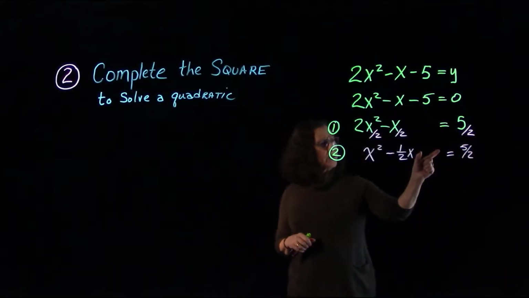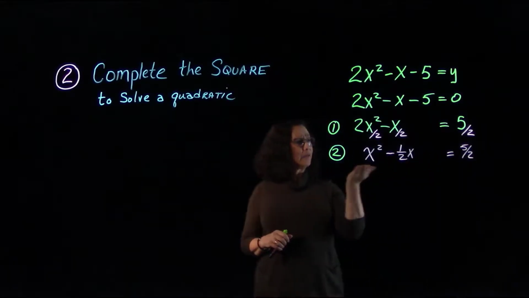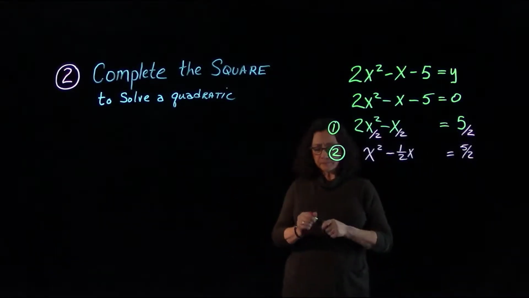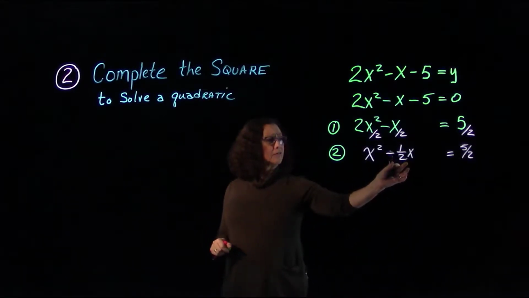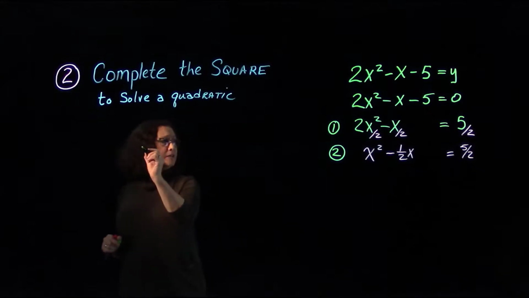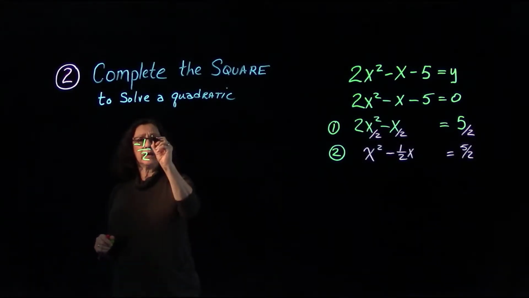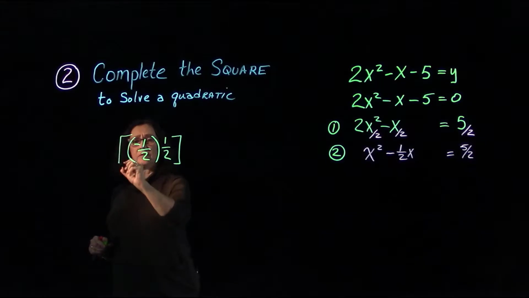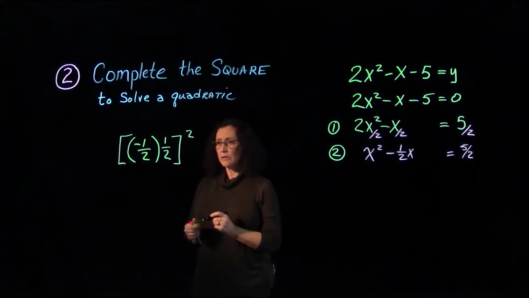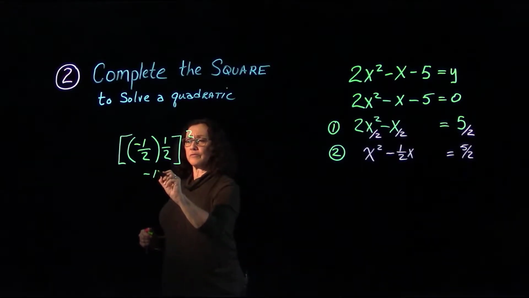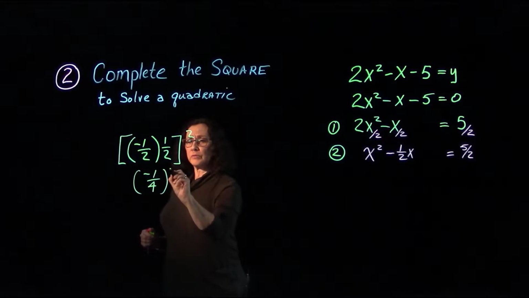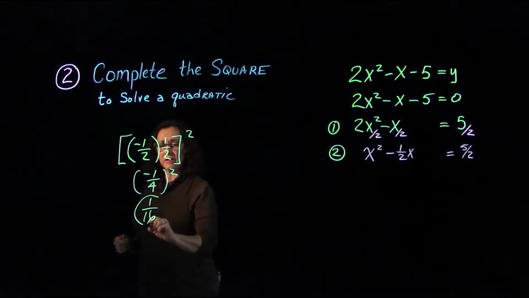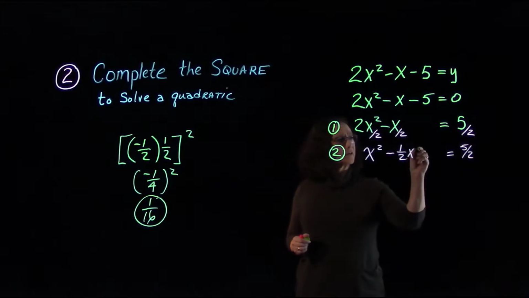Now I need to find a number that I can place right in here that will allow me to have a perfect square trinomial. In order to find that middle term, we're going to take the coefficient of the linear term, that's our negative 1/2, and we're going to cut that in half. And once we've done that, then we're going to square the result. So negative 1/2 times 1/2 is a negative 1/4. And when we square that, we get a positive 1/16. This is the number that we want to place inside of our trinomial in order to make it a perfect square trinomial.